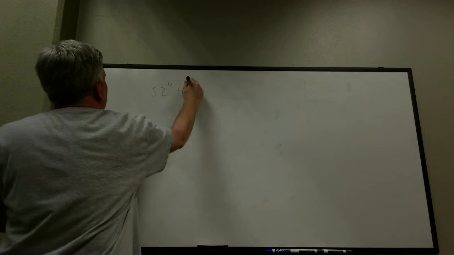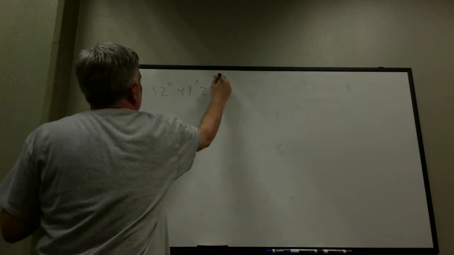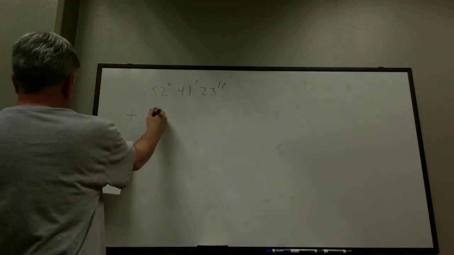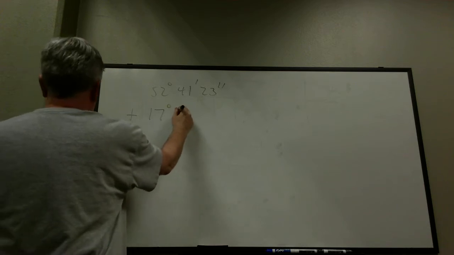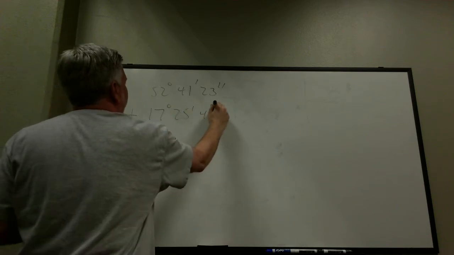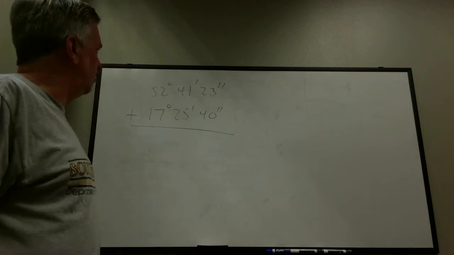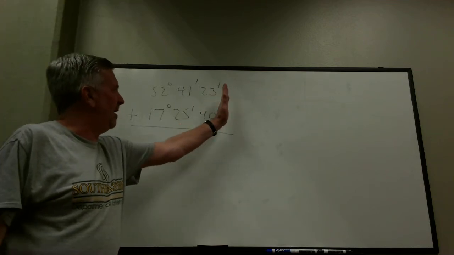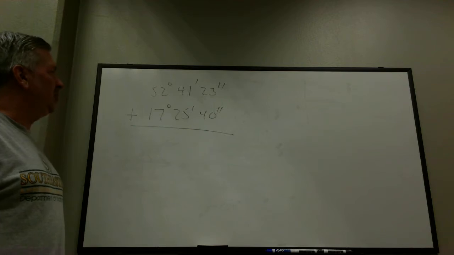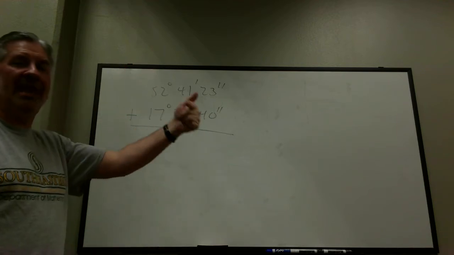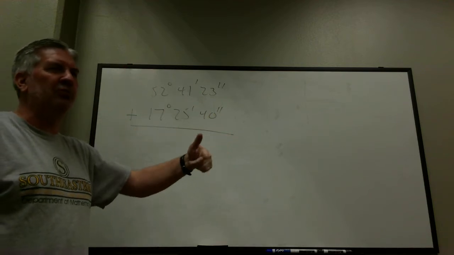So the next example says, add the following: 52 degrees, 41 minutes, 23 seconds, plus 17 degrees, 25 minutes, 40 seconds. Just like you did in grade school when you're adding decimals, we're going to start from the right and go right to left. So I'm just going to add down, but I'm going to carry, right? Once I hit 60, I'm going to carry.